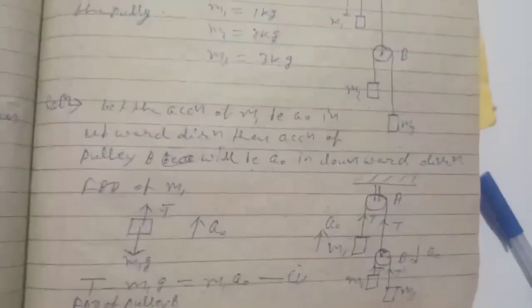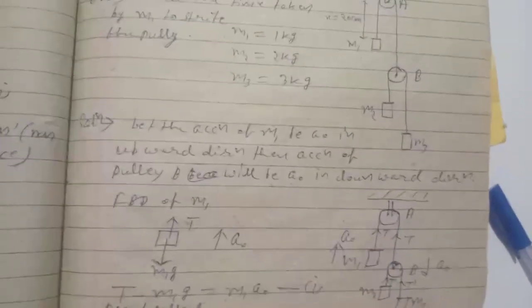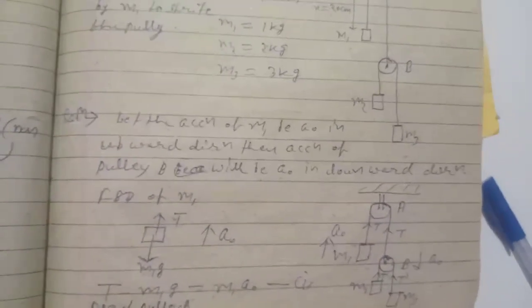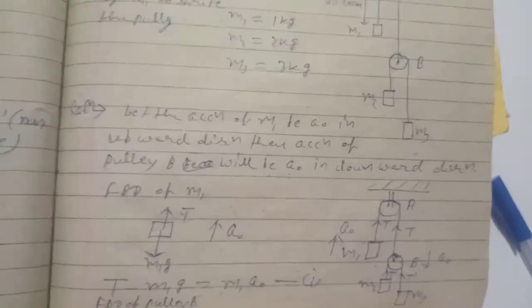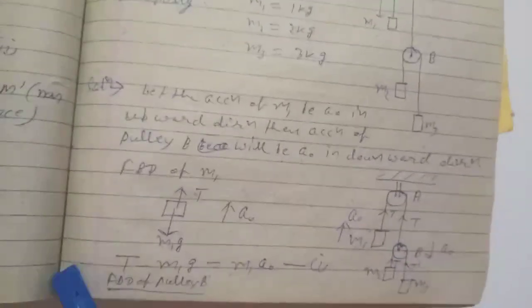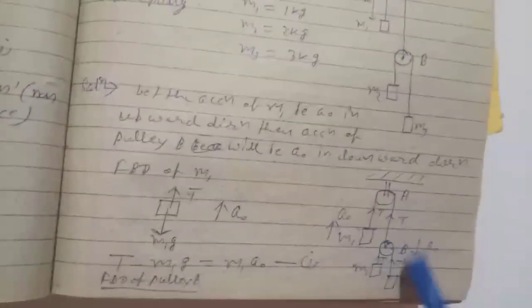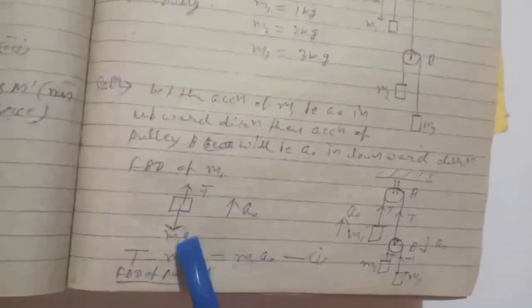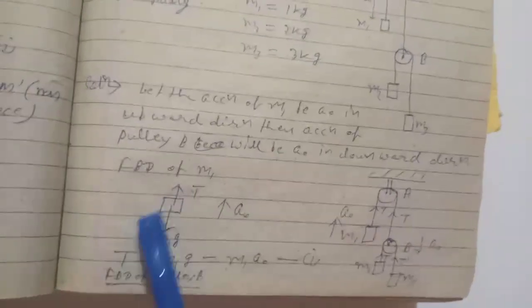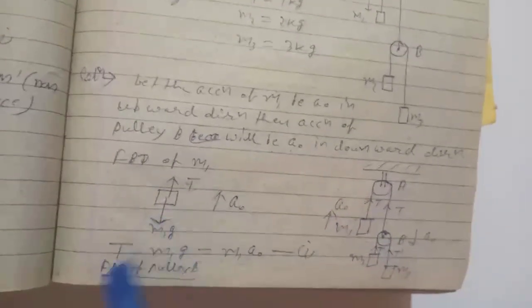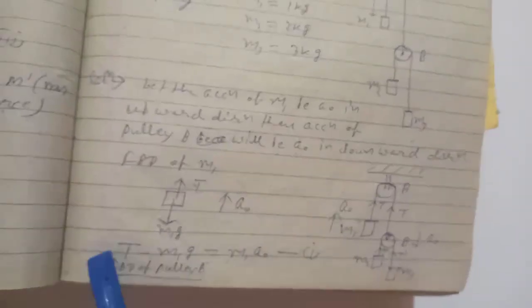Let the acceleration of M1 be a naught in the upward direction. Then the acceleration of pulley B will be a naught in the downward direction, as here it is shown. We are considering the acceleration of this body with respect to the ground, that is, it is moving in the upward direction with a naught, so this pulley will be moving in the downward direction with acceleration a naught. So the FBD of M1 will be T in the upward direction, as shown, and M1g, that is weight, in the downward direction. It is moving with acceleration a naught. So we can write T minus M1g equals M1 into a naught, equation 1.